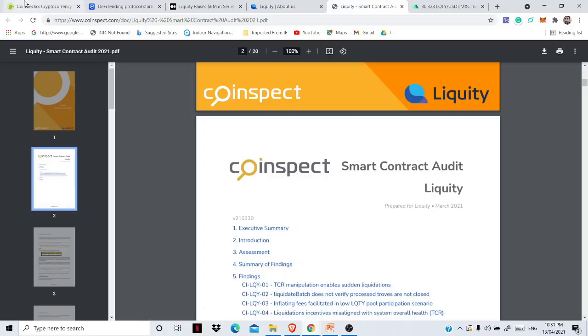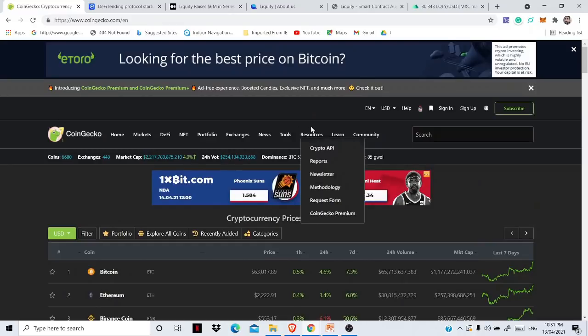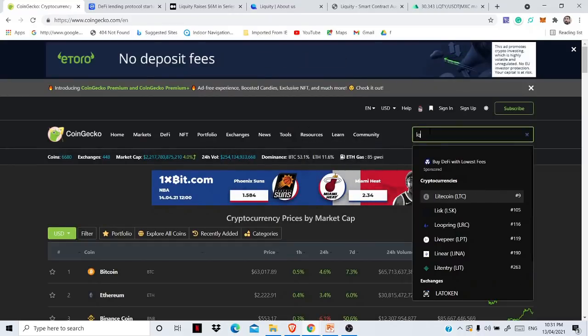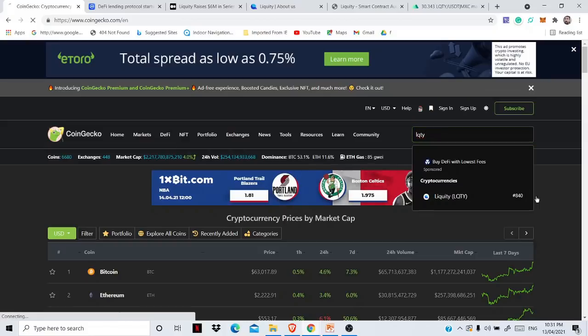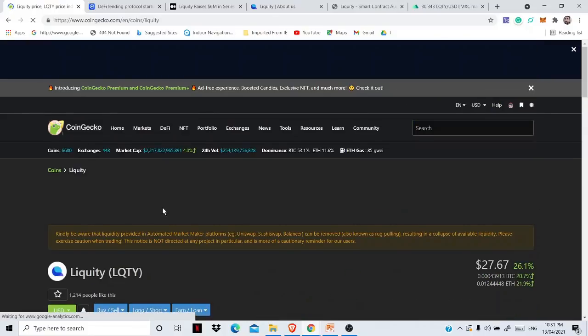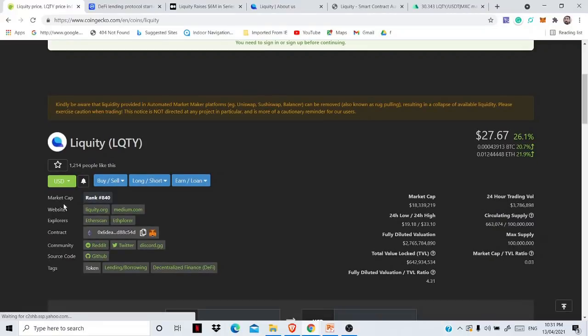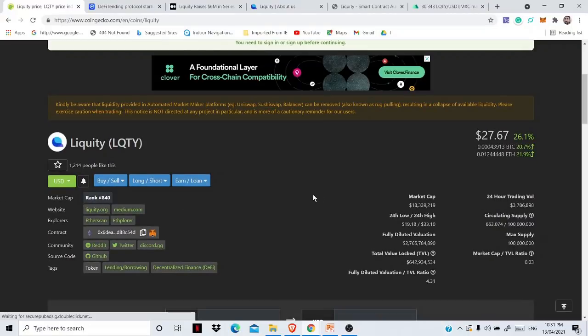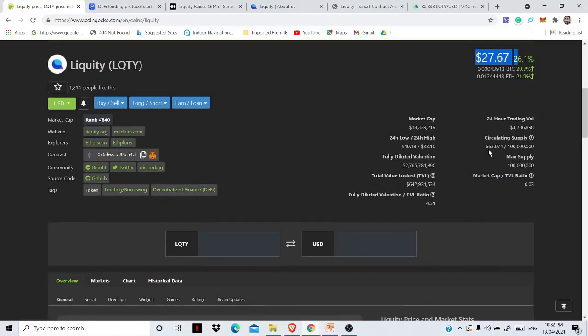And let's go into CoinMarketCap and search Lqty. So Liquity, and you can see its market rank is 840. Its market cap is just 18 million. Yesterday it was around 9 million, so it's already done almost 1x since yesterday. Its coin price is $27, but the circulating supply is not even 1 million, while the total is 100 million. Max supply is also 100 million.